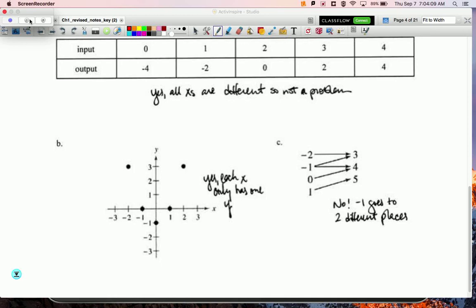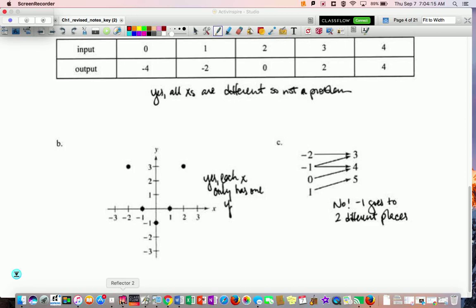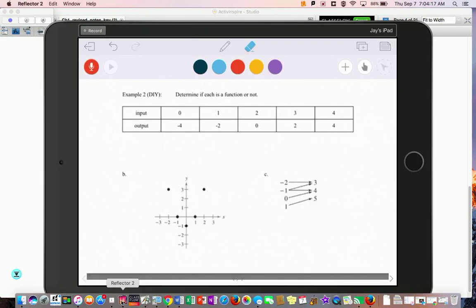And then finally in part C, they use the arrow method, and this is not a function because of the -1. So let's take a closer look. The -1 is being mapped to 3 and to 4 like we saw above.